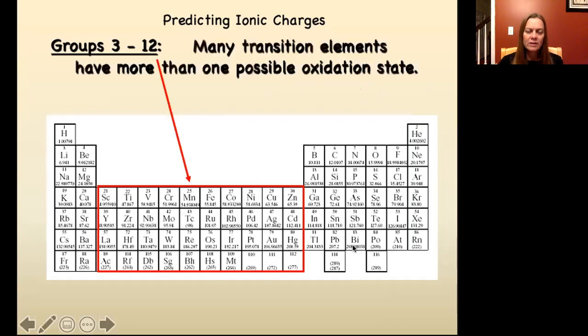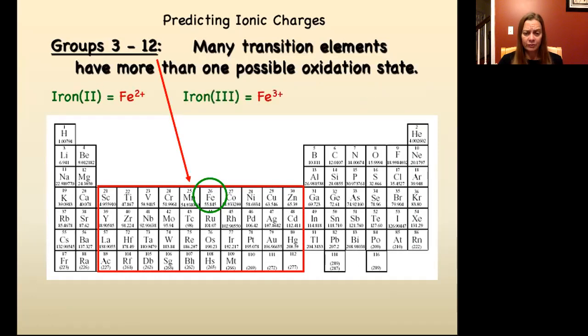And most of the transition metals can have more than one oxidation state. So we can't look at them on the periodic table and know what their charge is going to be. So iron can have a charge of +2, or iron can have a charge of +3. And there are many, many elements in this area that are the same. And so we'll talk about how to figure out charges on those in a little bit more detail in the next couple of days.